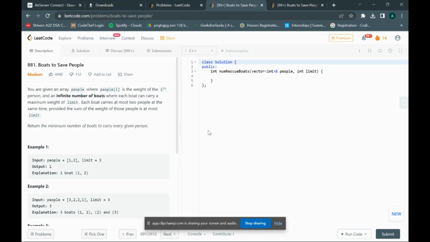Hello everyone. So we'll be solving Boats to Save People today. So let's first read the problem.